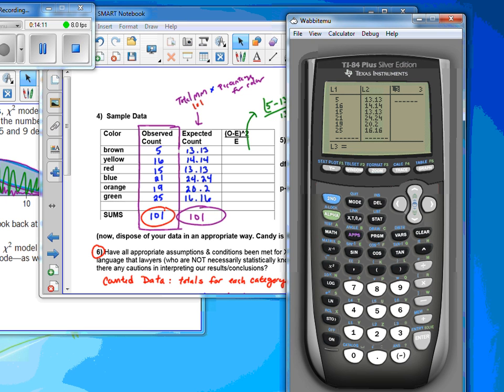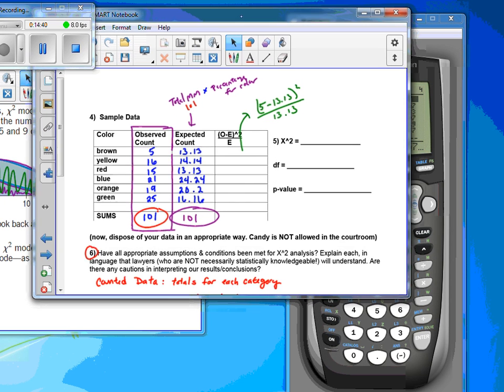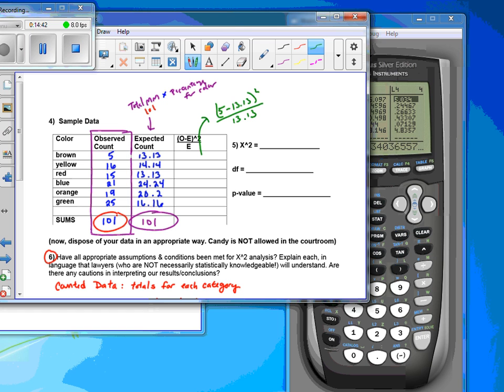You can go up to the top and go to the title. You can probably do this all in one step, but it makes me nervous, so I split it up. In list 3, I'm going to do list 1 minus list 2, observed minus expected, squared. And then in list 4, I'm going to do list 3 divided by the expected. And there you go. There are all the statistics that I should have had listed out in green.